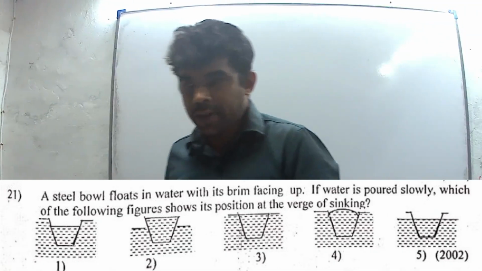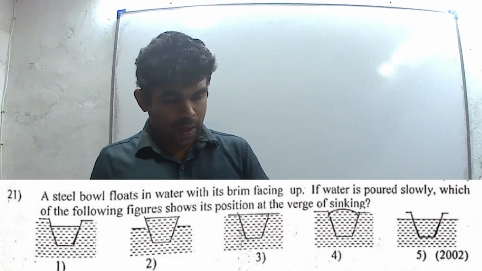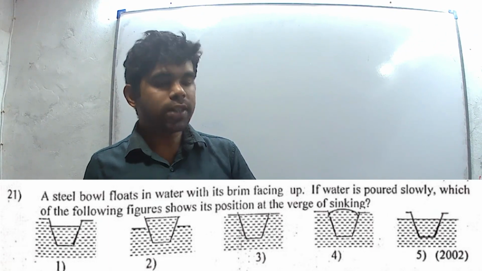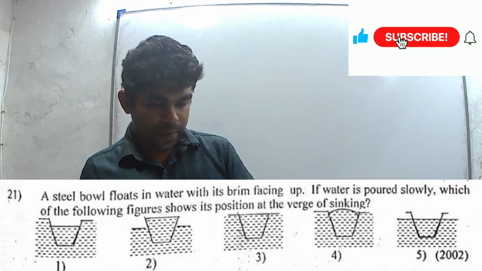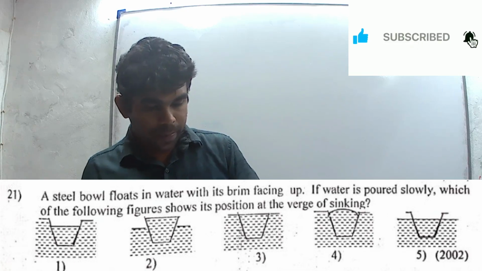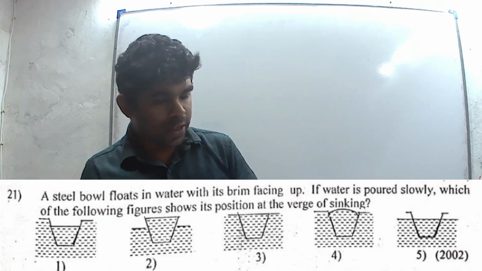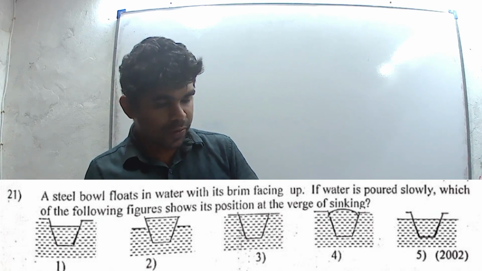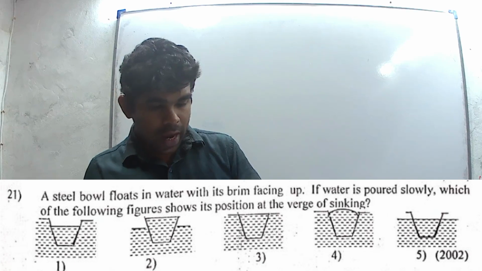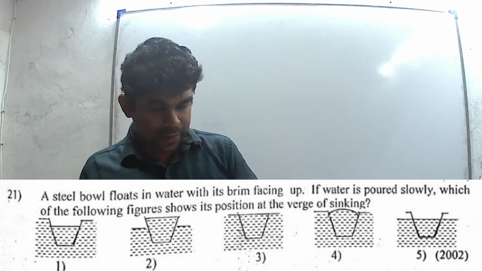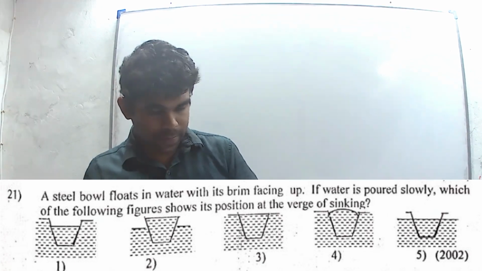Question number 21. A steel ball floats in water with its beam facing up. If water is poured slowly, which of the following figures shows its position at the verge of sinking?